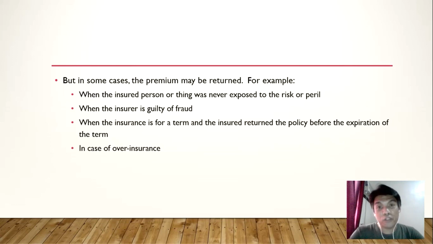Next, when the insurer is guilty of fraud. So here there is a breach of contract on the part of the insurer. So the contract will be terminated, and the insurer, if he received the premiums, must return them to the insured. Next, when the insurance is for a term and the insured returned the policy before the expiration of the term. Now this one applies only to non-life insurance, meaning property insurance. So here, when the insured returns the policy prior to the expiration of the term, the return of premiums will be computed based on the unexpired term. Okay? And lastly, in case of overinsurance, here the return of premiums is based on the excess of the value of the property which was insured. Okay, so that's all for premiums.